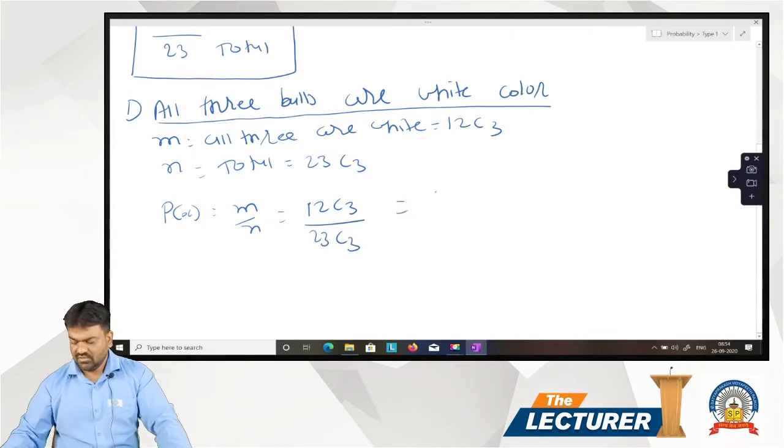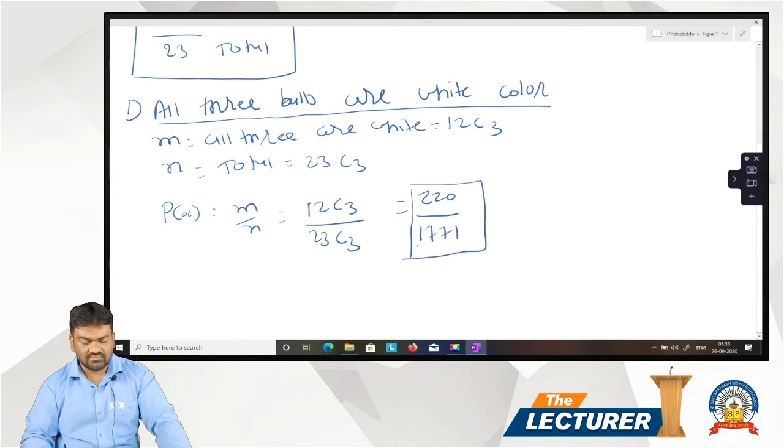So 12 multiplied by 11 multiplied by 10, that is 1320, divided by 3 divided by 2, that is 220. 23C3, 23 multiplied by 22 multiplied by 21, that is 10626, divided by 3 divided by 2, that is 1771. This is your first answer.